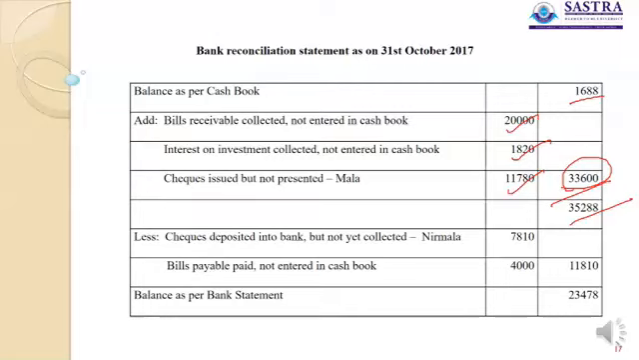Now we have made the deductions. Checks deposited into bank but not yet collected 7,810, and also bills payable paid not entered in cash book. So totally it becomes 11,810. So 11,810 is deducted from the amount of 35,288. So the balance as per the bank statement is 23,478, which we had already arrived at in the passbook. So this is the basic thing wherein we have seen both the books which were given and how to reconcile.